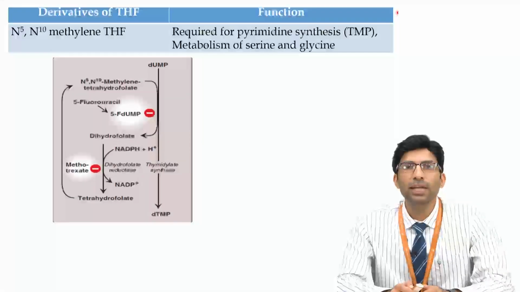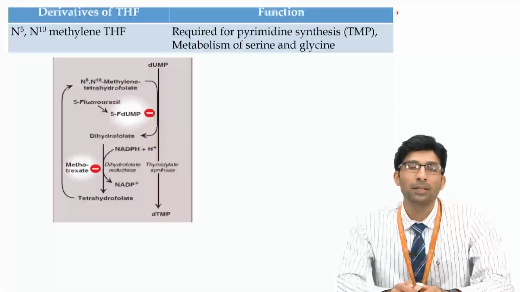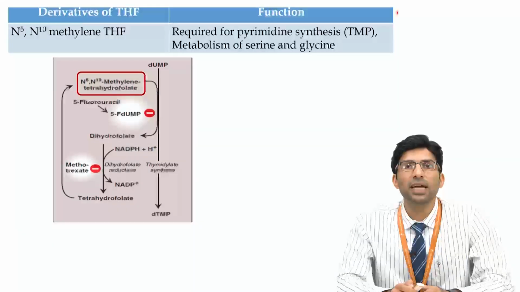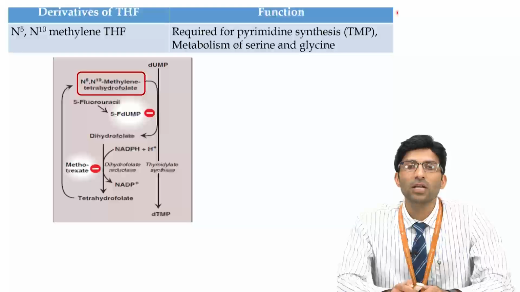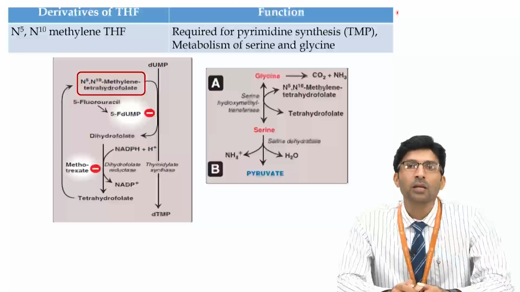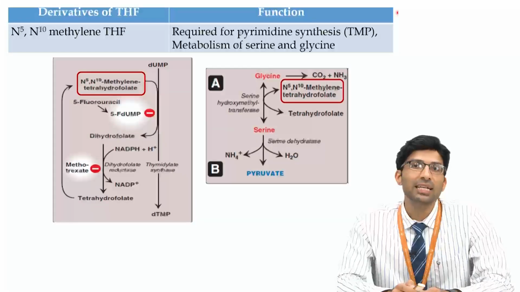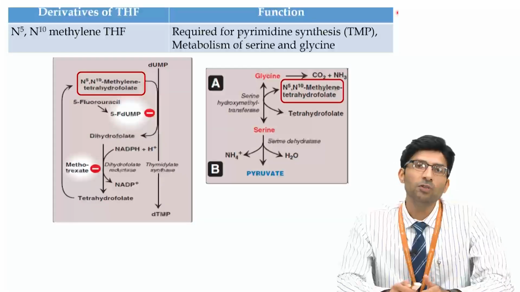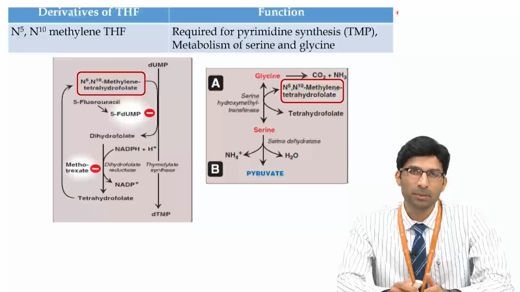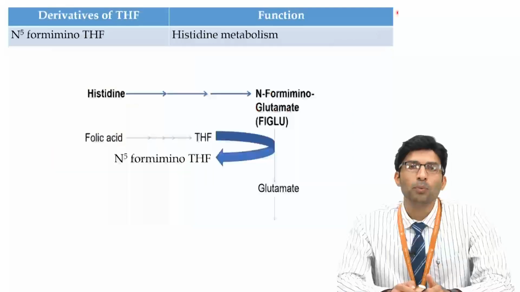The second one is N5-N10 methylene tetrahydrofolate, which is required for pyrimidine synthesis. Now, we can see here N5-N10 methylene tetrahydrofolate is required for the synthesis of deoxythymidine monophosphate, which is one of the pyrimidines. You can see here it is also required for the metabolism of serine and glycine. So, there are different forms of this tetrahydrofolate required in metabolism. Let us see some more.